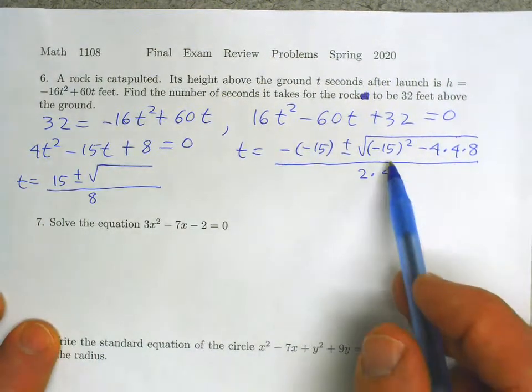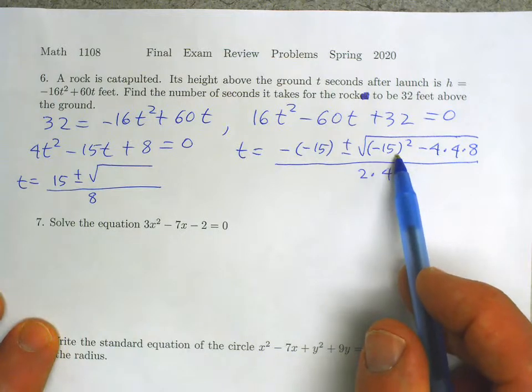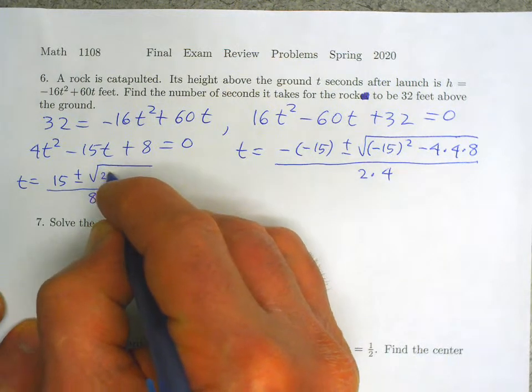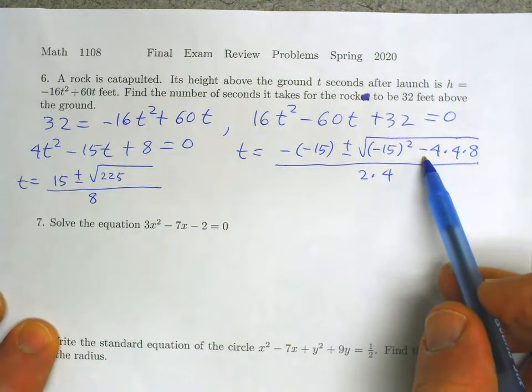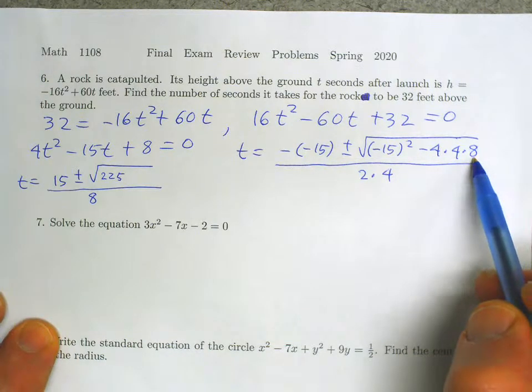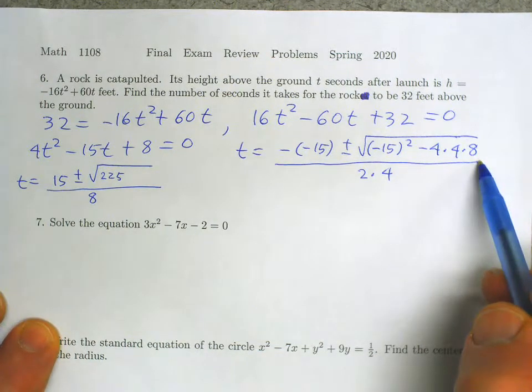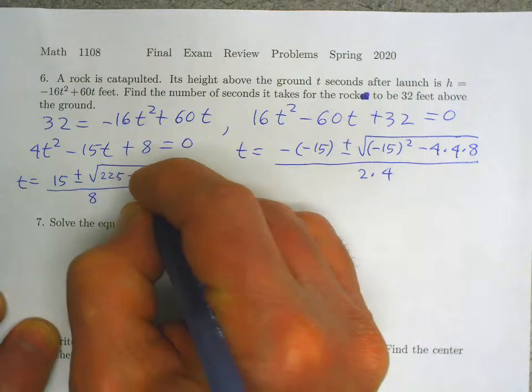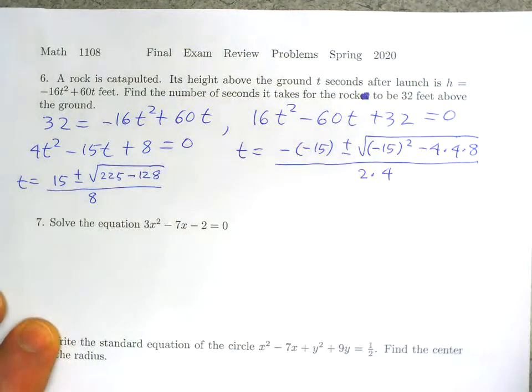So inside the square root, the number negative 15 squared is 225. And we're subtracting 4 times 4 times 8. 16 times 8 is 128, so we're subtracting 128 from 225.